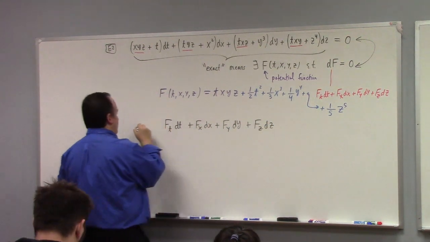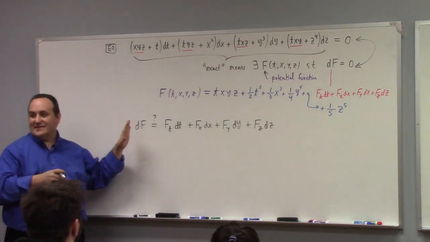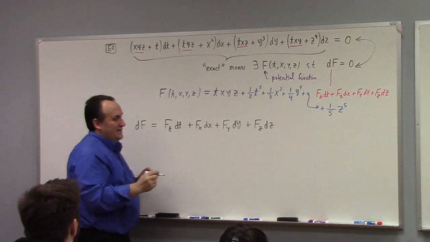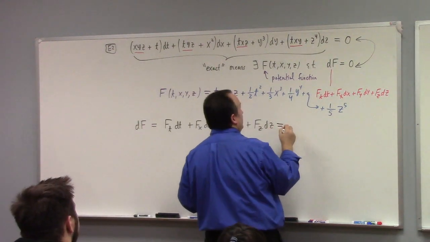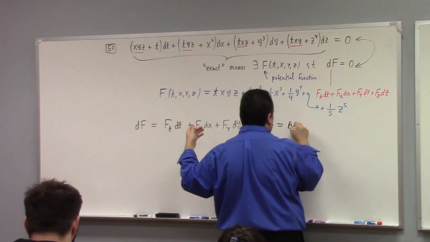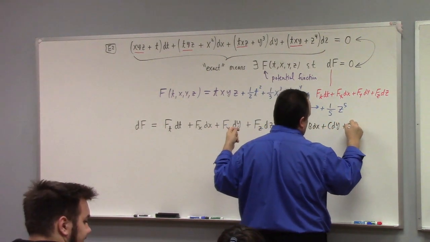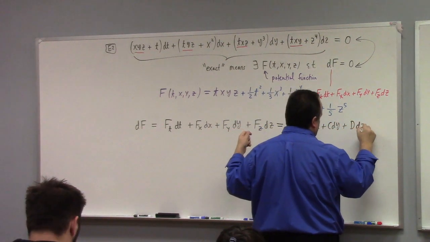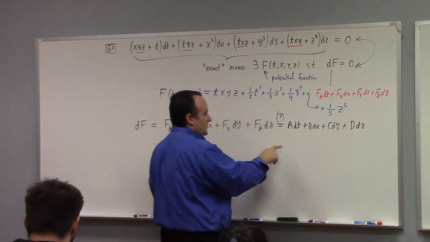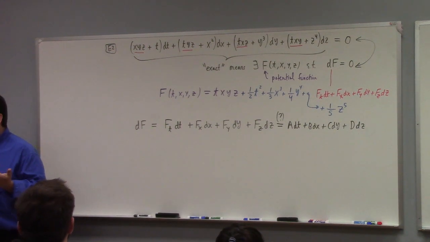So the question is, is this equal to df? I mean, this is equal to df. What I wrote is literally df by definition. The question is, if I have something else, let me just use different letters, like A dt plus B dx plus C dy plus big D dz, what conditions are necessary on A, B, C, D in order for this to work?